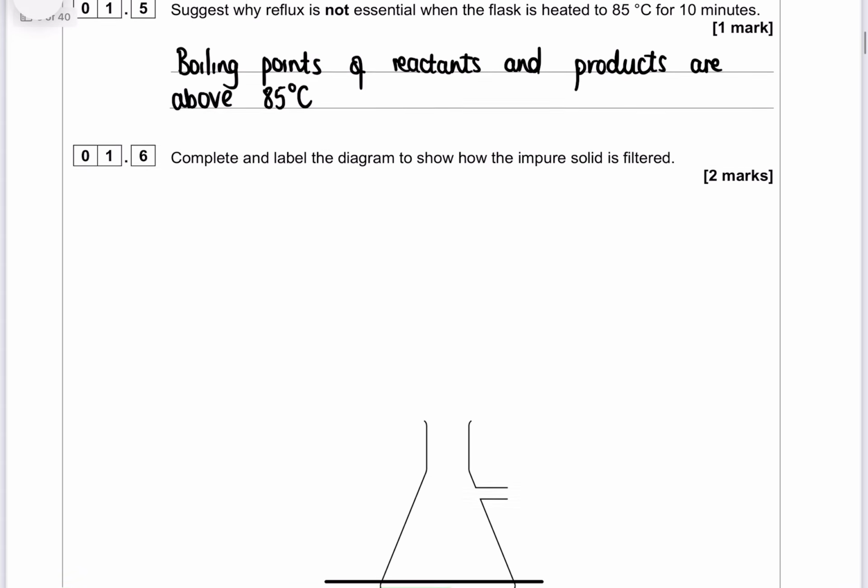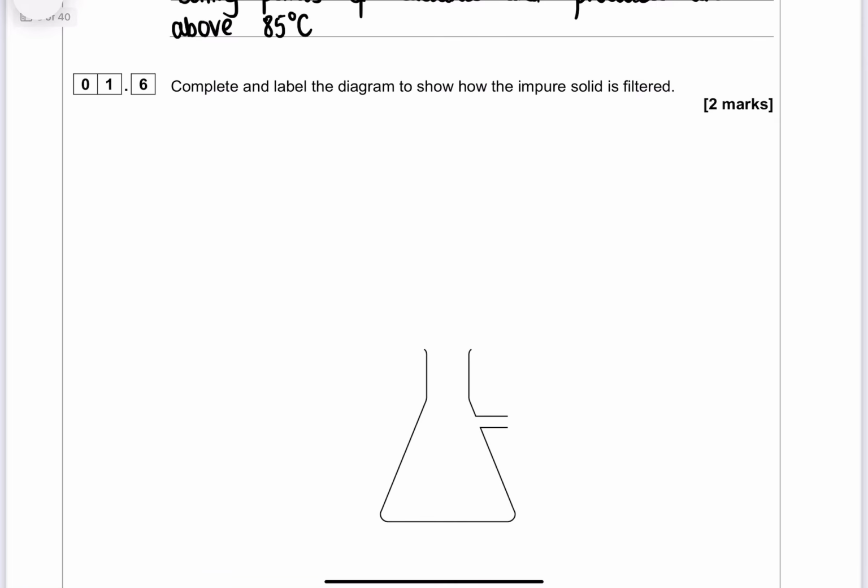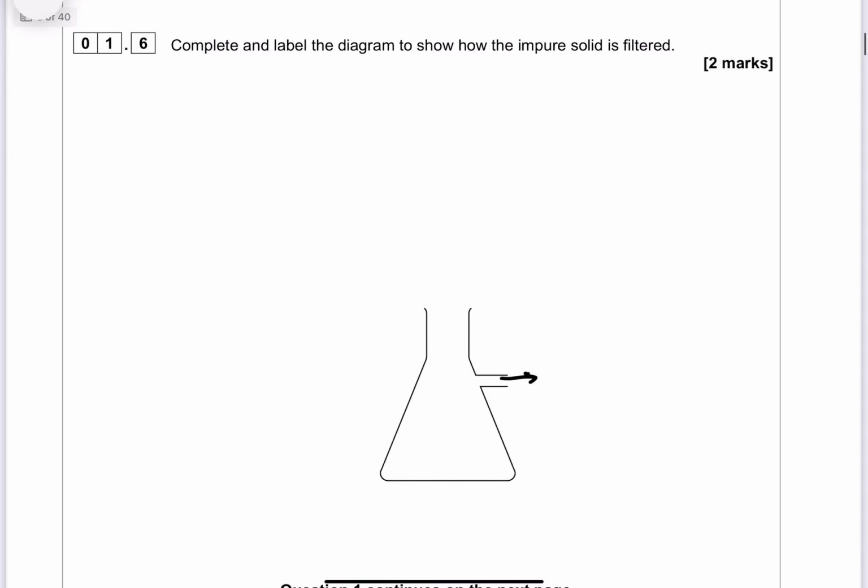Complete and label the diagram to show how the impure solid is filtered. So we're going to be filtering under vacuum pressure, so a vacuum filtration under reduced pressure. So this would be off to our vacuum pump. We need to draw a Buchner funnel. So we've got a flat bottomed funnel. Don't close the bottom of the funnel off. Remember, the cross-sectional diagram's got to allow for things to go through, but we do want to sinter the bottom of that funnel, put holes in the bottom of that funnel, and then we want to put a piece of filter paper on top of the funnel.